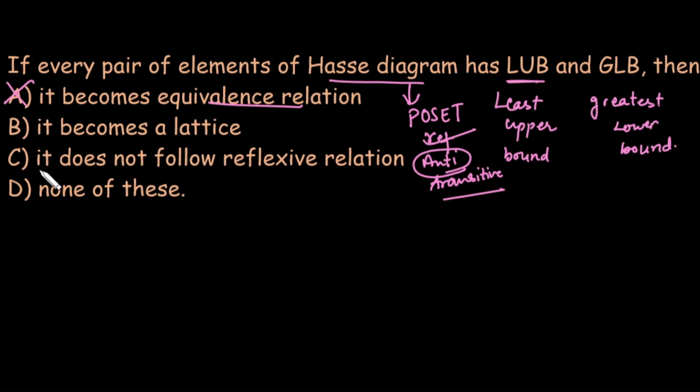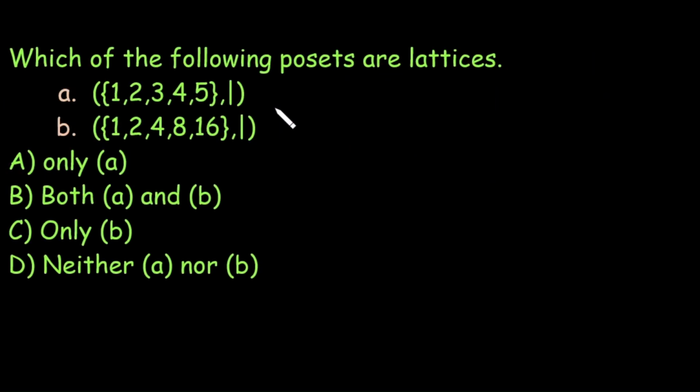Option C says that it does not follow the reflexive relation. Again, it is completely incorrect because it is a POSET and a POSET is always a reflexive relation. Basically, this is the definition of a lattice. So if we take every pair of elements from the Hasse diagram and they have a least upper bound as well as a greatest lower bound, then we call that Hasse diagram a lattice.